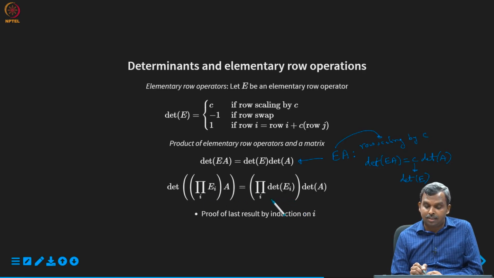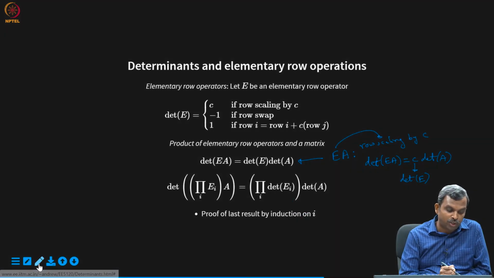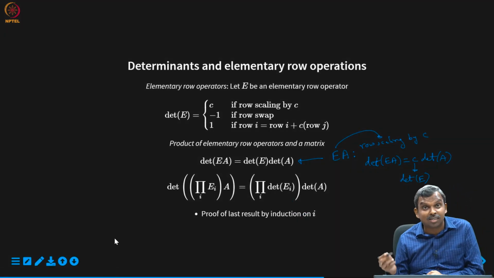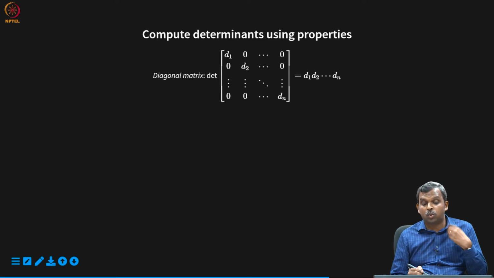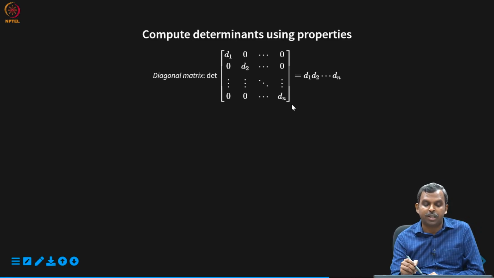Okay, so this, it turns out, is a very powerful result. Why is this very powerful? Because we know elementary row operators can do wonders for your matrix. Using the previous properties, we can now start really computing determinants for a whole bunch of matrices. The first matrix for which you can very easily compute the determinant is a diagonal matrix. If you have a diagonal matrix d1, d2, ..., dn, then the determinant is simply the product of the diagonal elements. It's very easy to compute.